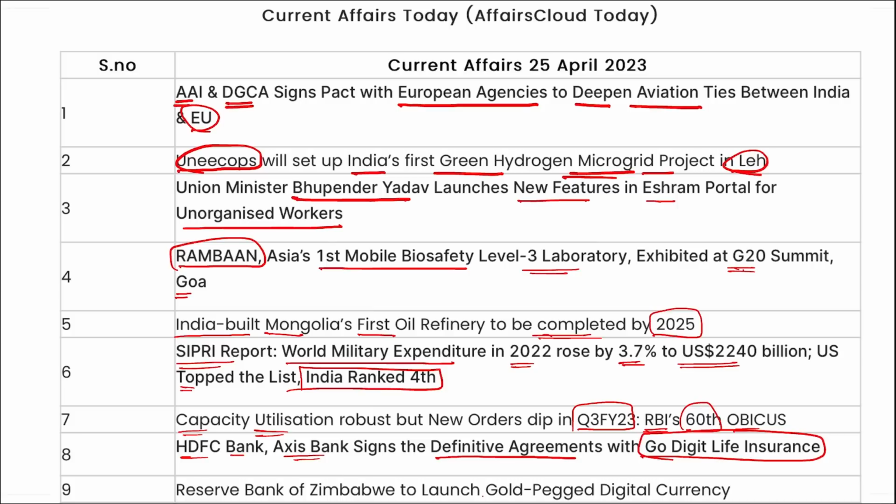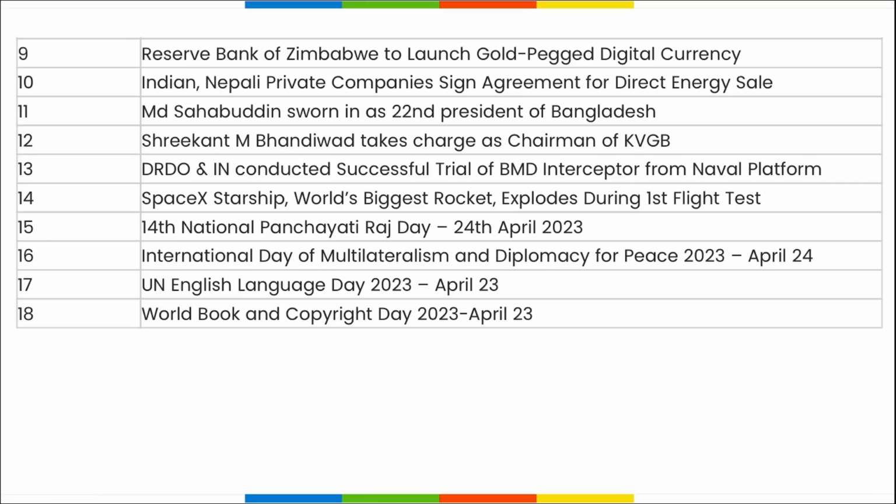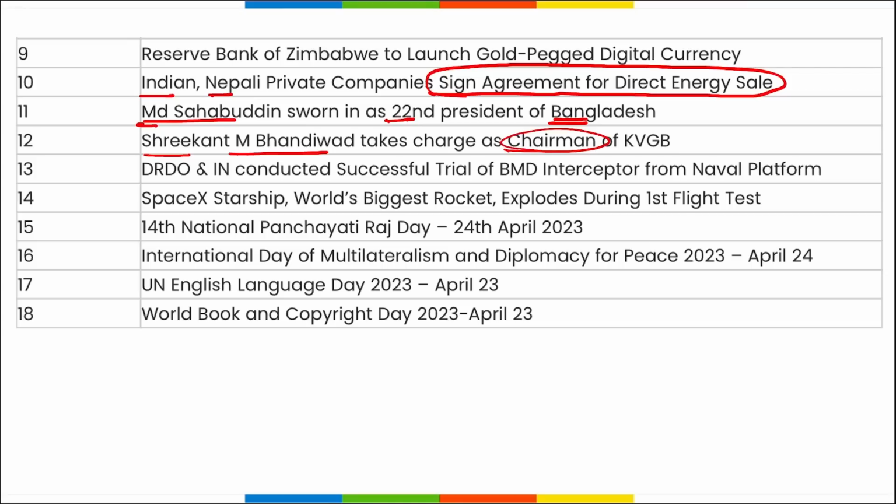The Reserve Bank of Zimbabwe launched a gold-backed digital currency. Then Indian and Nepali private companies signed an agreement for direct energy sale. Earlier, the sale of energy was done by the government itself. Mohammad Shahabuddin has been sworn in as the 22nd president of Bangladesh. Shrikant M. Bhandiwad has taken charge as the chairman of Karnataka Vikas Grameen Bank.